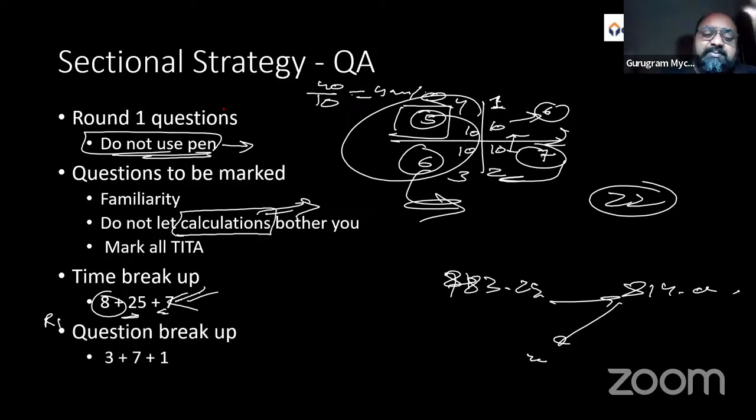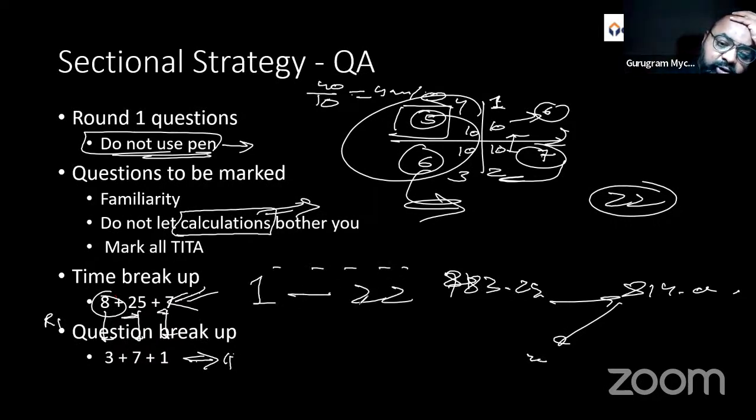So what is the question breakup? Typically, if I am able to do 3 questions in the first 8 minutes, 7 questions in the next 25, and 1 question in the next 7, I would be able to reach the 11th question mark. Yes, in the first 8 minutes, you are going from question 1 to question 2, looking at which question you would want to attempt, and then in the next 25 minutes, you are attempting those questions.